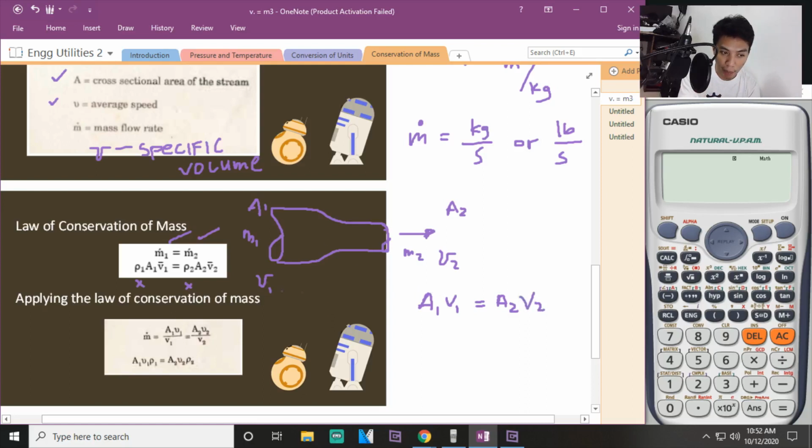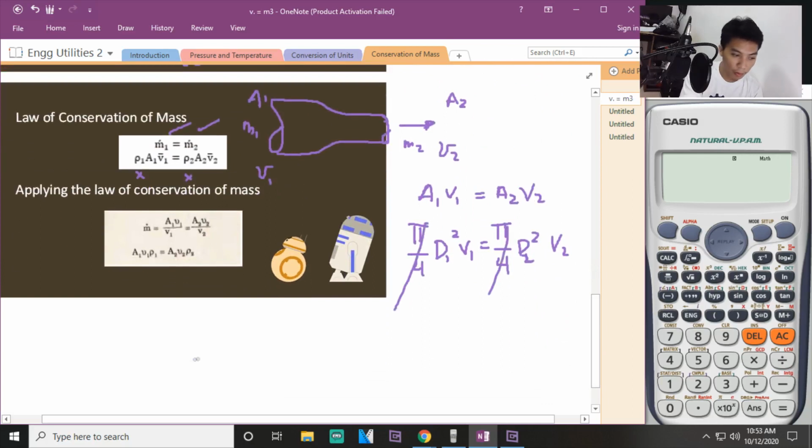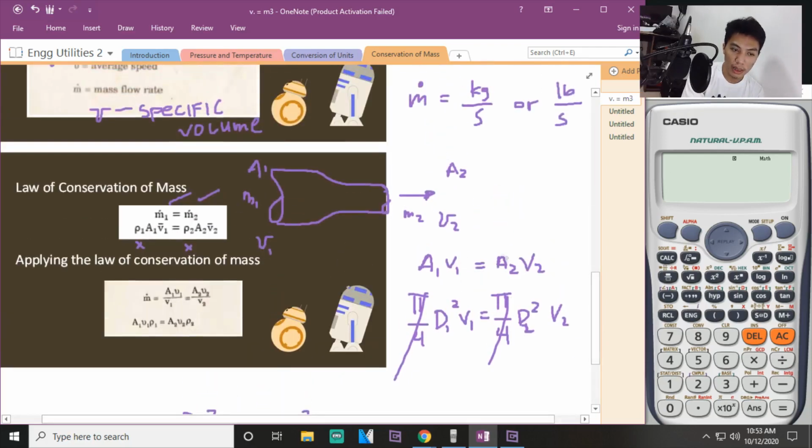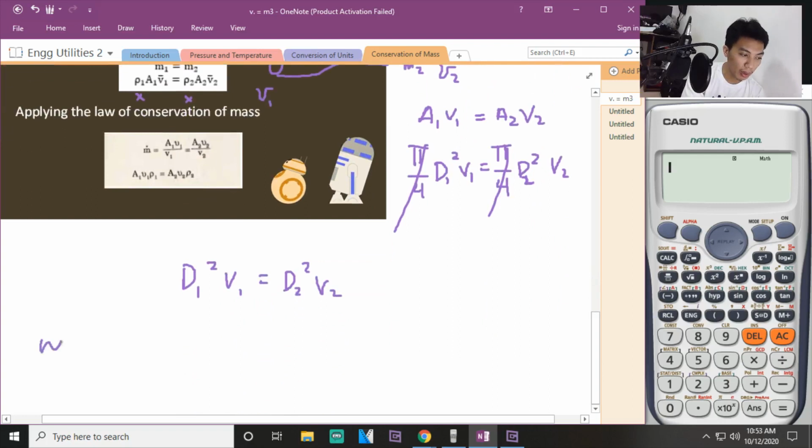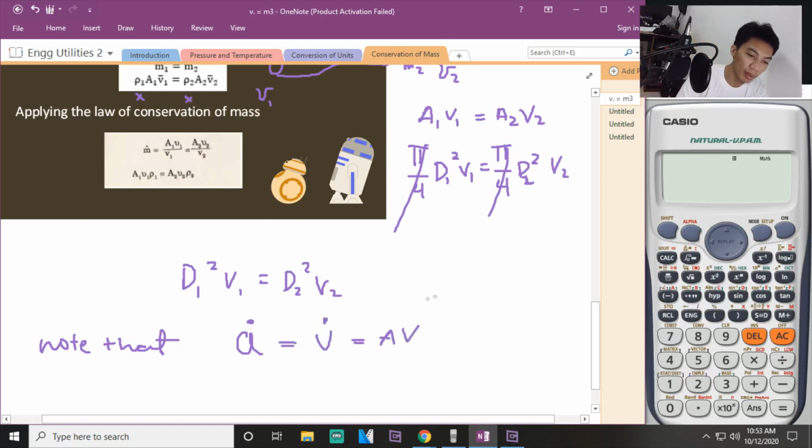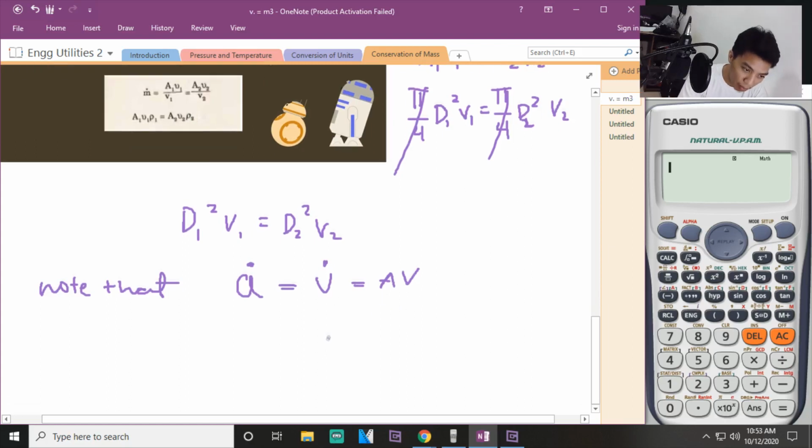Where your area kapag pipe, that is pi over 4 D1 squared multiplied by V1 equal to pi over 4 D2 squared V2. Ngayon, pareho namang pi over 4 yan, di ba? Therefore, meron ka nang lalabas dyan na D1 squared V1 equal to D2 squared V2. Okay? Pero, since this is AV, tandaan nyo, note that Q is also equal to volume flow rate. And that is equal to AV. Yan. So, area times velocity. Yan ha.